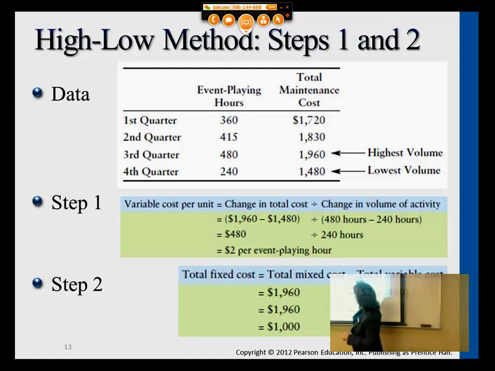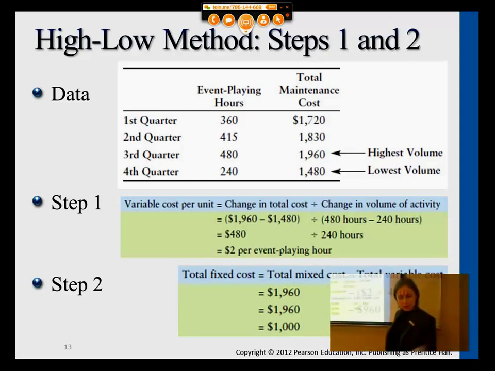I took the highest volume, right, and I said, okay, my mixed is 1960, right? That's given to me. And I know that I pay $2 per event plane hour. So I'm going to take $2 and multiply by the event plane hours. And I got 960, and I subtract it from 1,960, and I get 1,000. So if you do that for the other one.